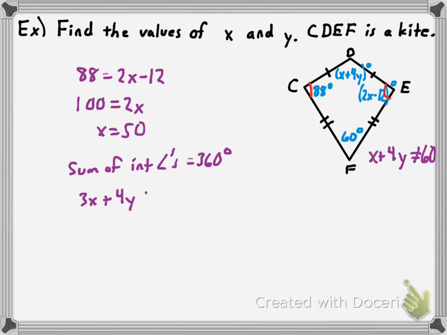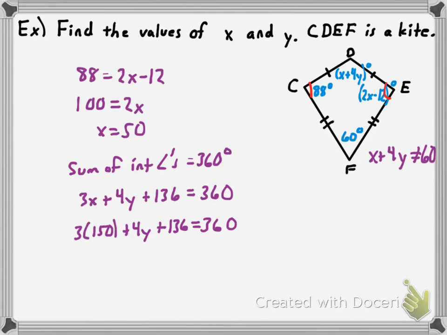148 minus 12 is positive 136. So I can say that 3x plus 4y plus 136 is the sum of the interior angles, and that has to be equal to 360. And this equation wouldn't do us any good if we didn't know either x or y, but we do know the value of x is 50, so let's go ahead and substitute then. 3 times 150 plus 4y plus 136 equals 360.